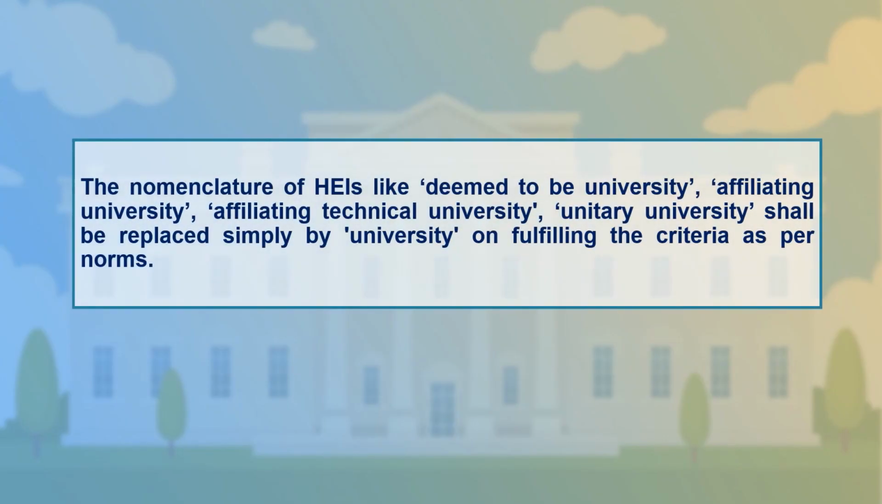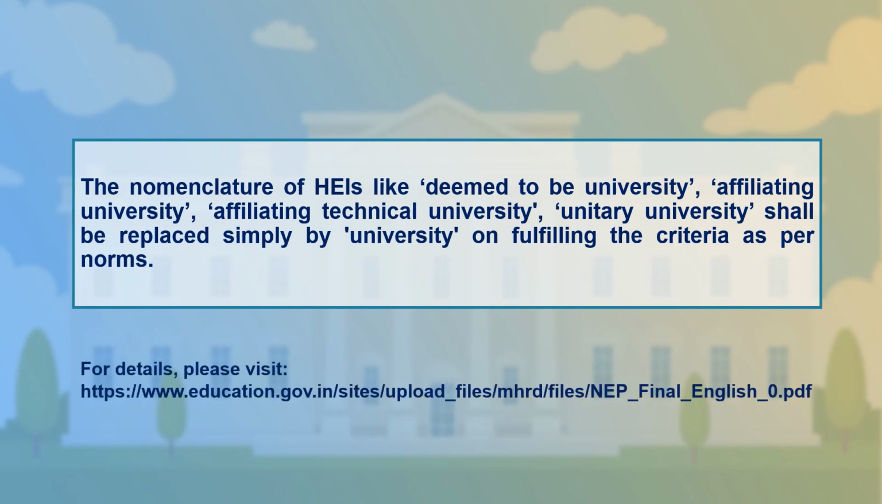The nomenclature of HEIs like deemed to be university, affiliated university, then affiliating technical university or unitary university shall be replaced simply by university on fulfilling the criteria as per norm. For details, please visit the following website.